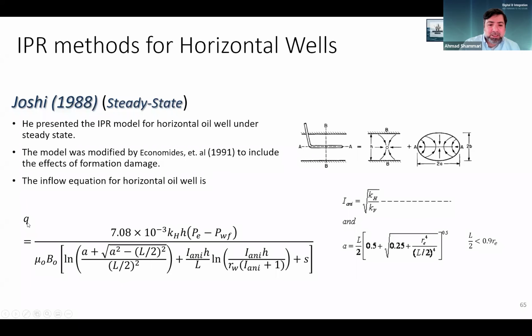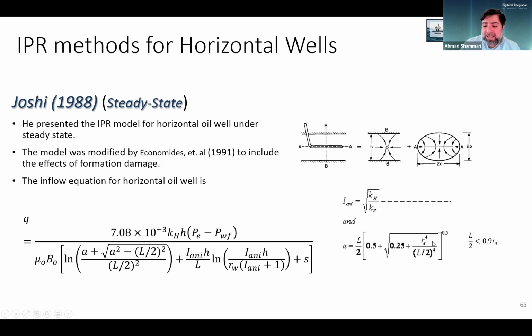So I will just read this equation and go through the terms. Okay, so Q equals 0.00708 times KH. So K is the horizontal permeability, times H, which is the height of the reservoir. PE is the reservoir pressure at the boundary minus PWF, okay, divided by, of course, mu B, which is the viscosity times formation volume factor, times ln, and then we find new terms, A and I for anisotropy.